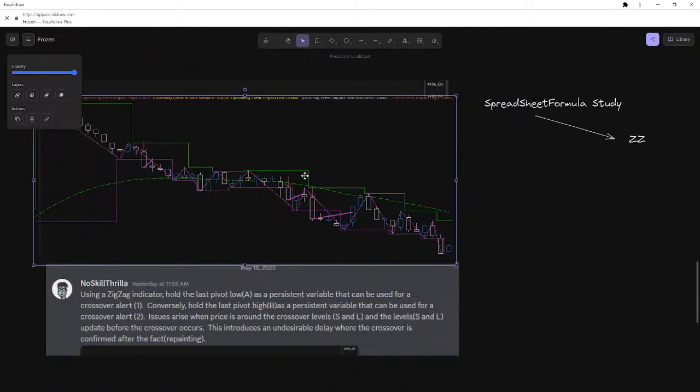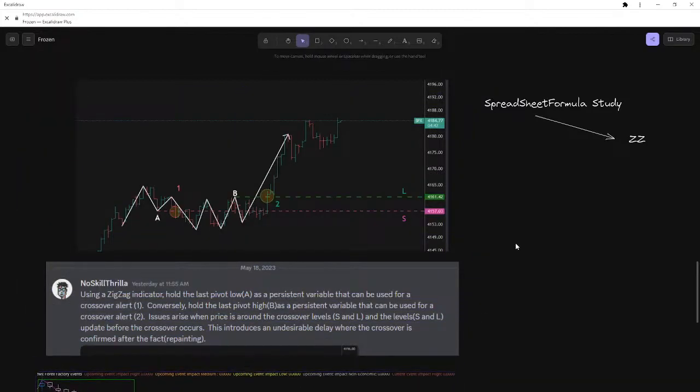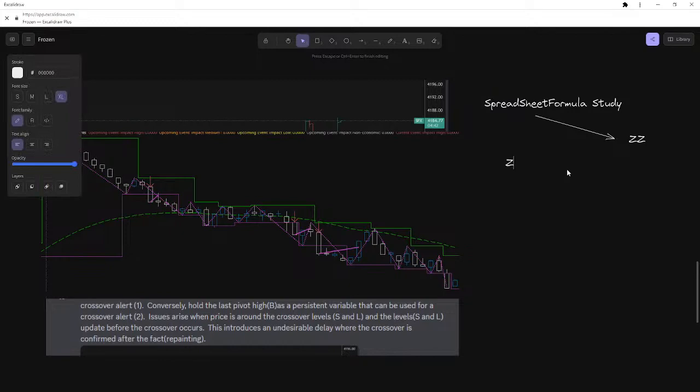Okay. Let's try to make things simpler, in its simplest form. Who renders this L line? What is responsible for rendering this? Yeah, so that is the pivot low or high from the zigzag study that is persistently held until a new pivot low or high is done.